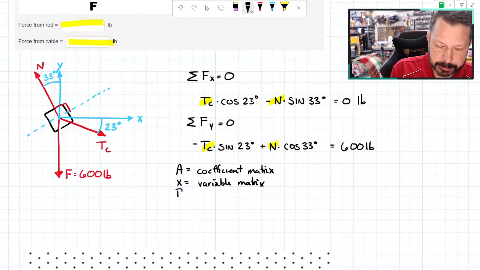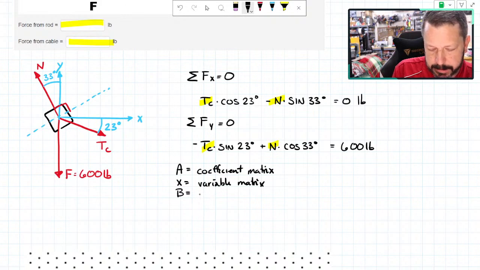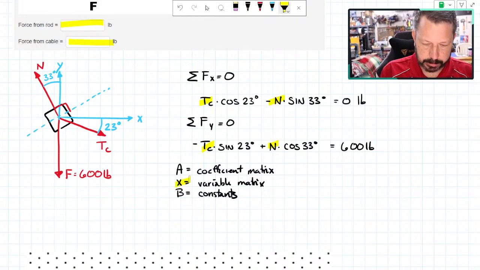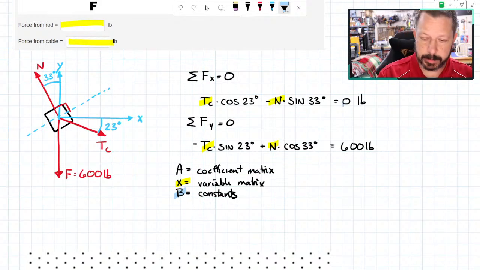Let's do B next because that's even simpler. This is the one that's sometimes called the residuals, and sometimes it's called the constants. I'll use constants. So for us, let's see if I can do multiple colors here. Let's do this blue. So the B matrix would be the constants, any of the numbers that aren't associated with variables. So they're not variables and they're not coefficients of variables. So that would be the 0 and the 600.